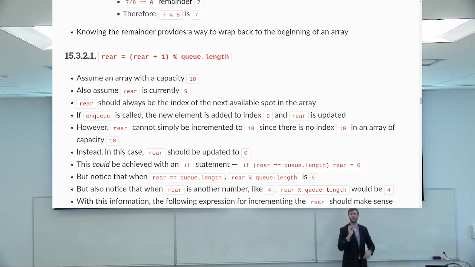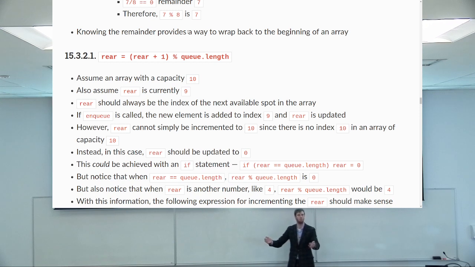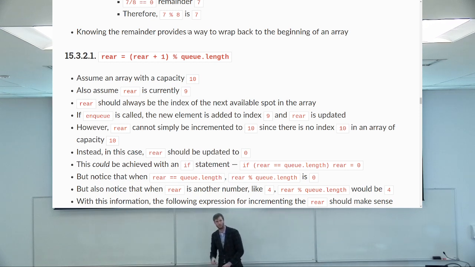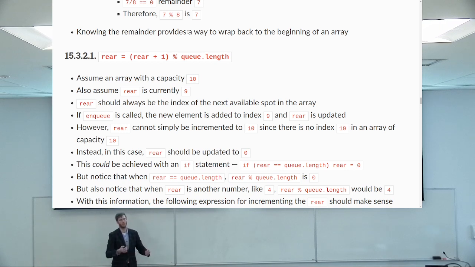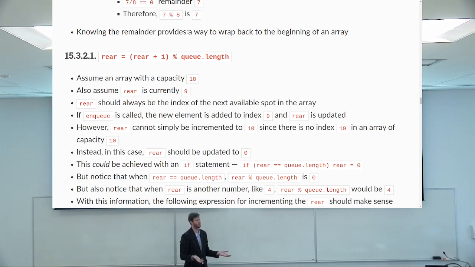But let's work through it again. Let's say rear is 6. I enqueue something. Let's do that expression. So rear equals rear plus 1 mod the length of the queue. What's 6 plus 1? 7. What's 7 mod 10? How many times can I take 10 out of 7? 0. Who said once? Sorry, I thought you were confused.